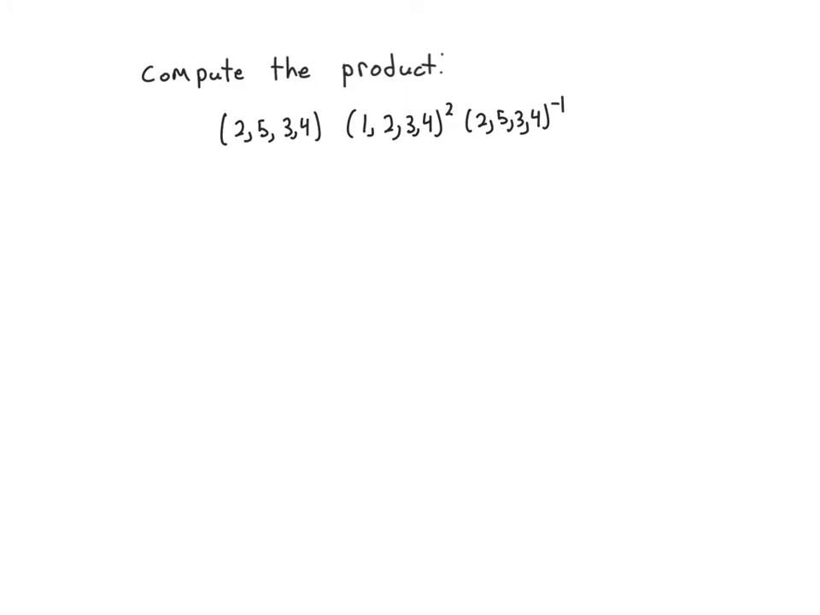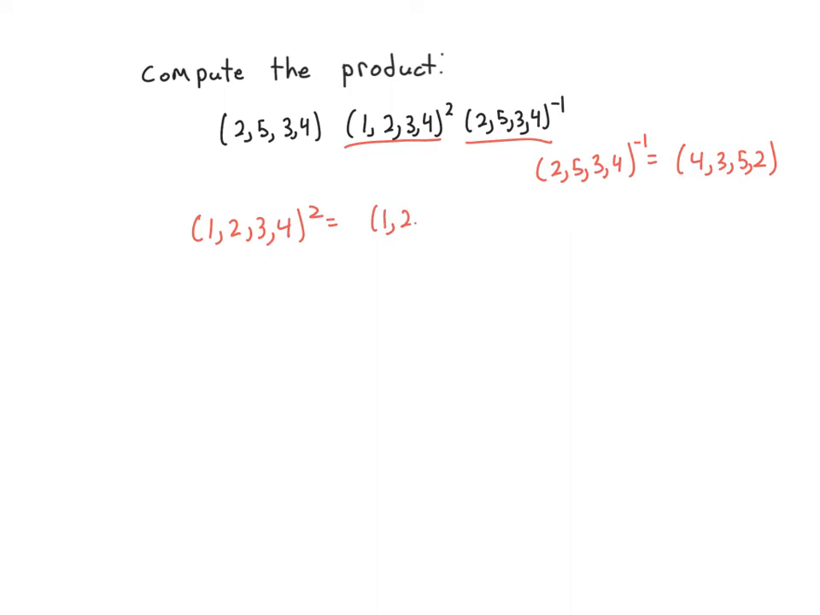Now I'm going to do a harder example. Let's do this product. Now there's actual powers involved. First, it's worth pointing out that inverse can always be rewritten as a permutation in the reverse order. And another approach is that squaring is the same thing as multiplying a permutation by itself.